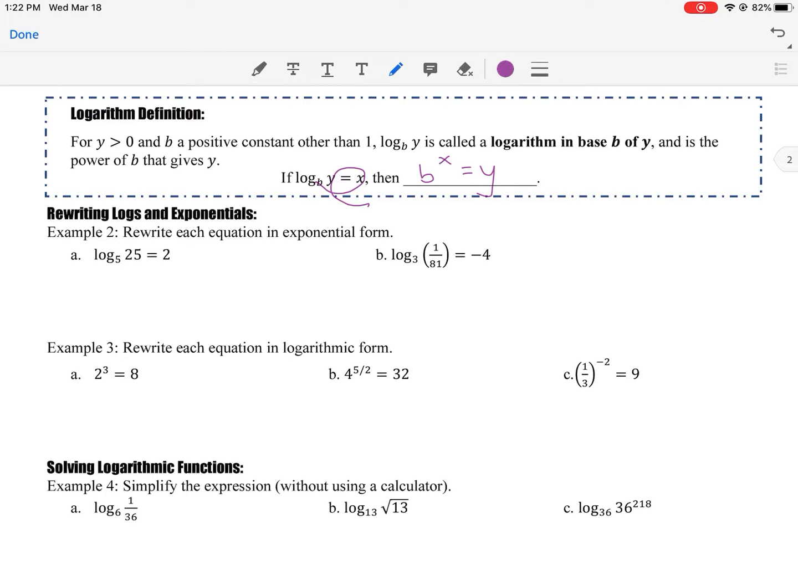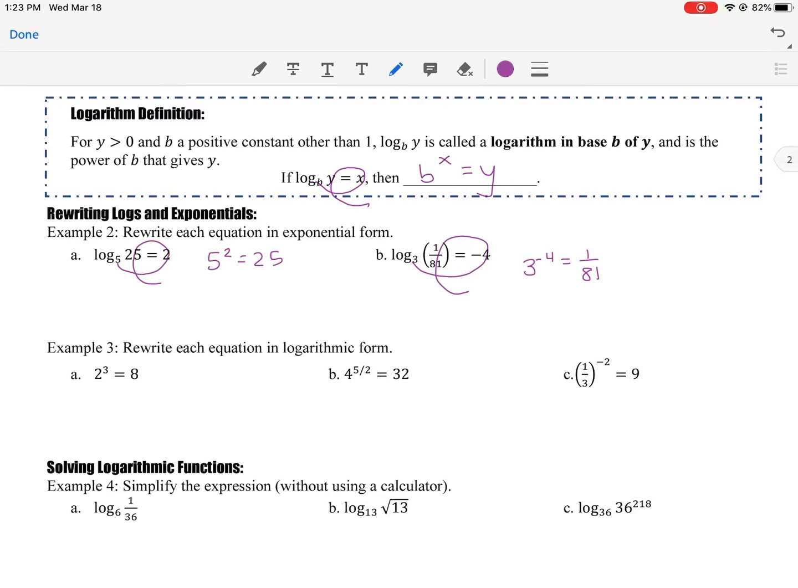So as we look at these next ones, we're doing log base 5 of 25 equals 2. So 5 squared equals 25. And you can ask yourself, hey, is that true? And it is, right? When you do 5 times 5, we get 25. So log base 3 of 1 over 81 equals negative 4. We're saying 3 to the negative 4th equals 1 over 81.